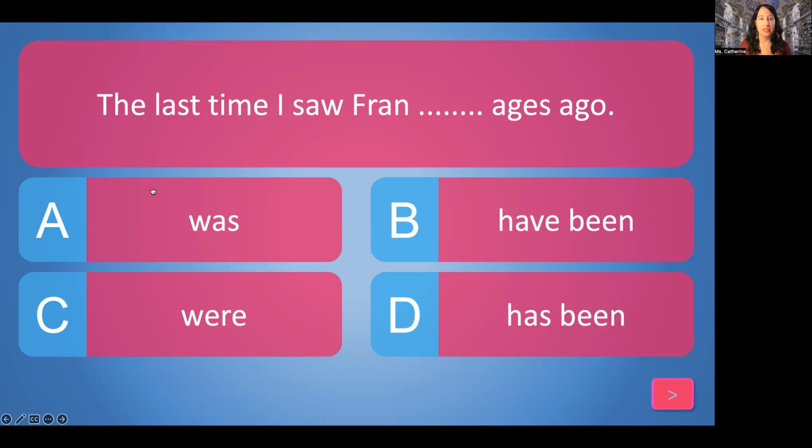Let's see if this is correct. Bingo, green light. This is correct. What tense is this? That's correct. It's the simple past.